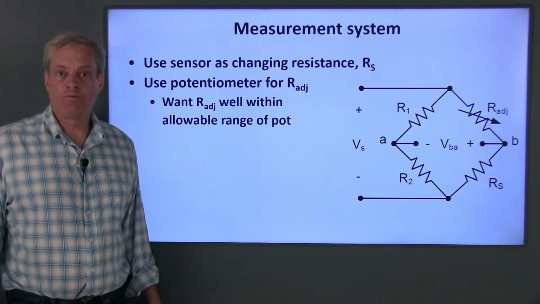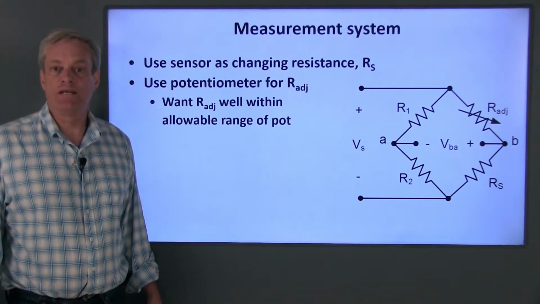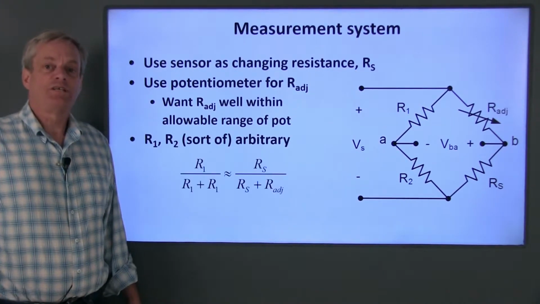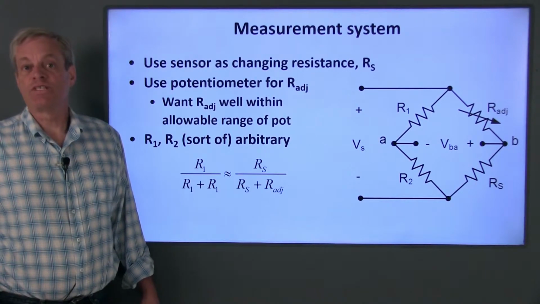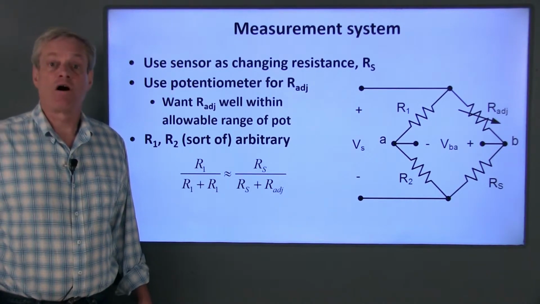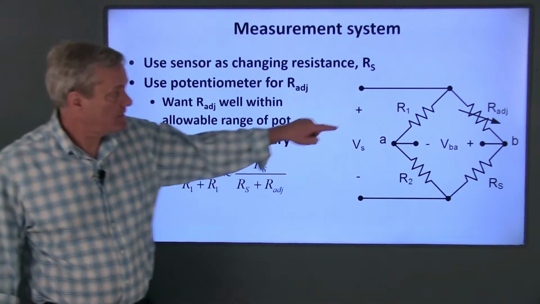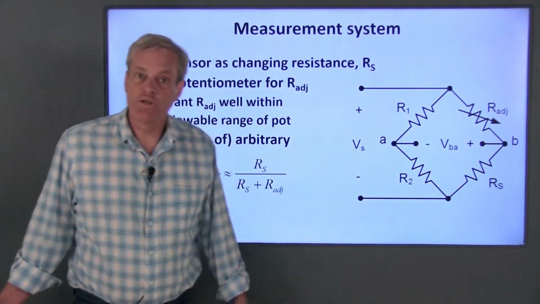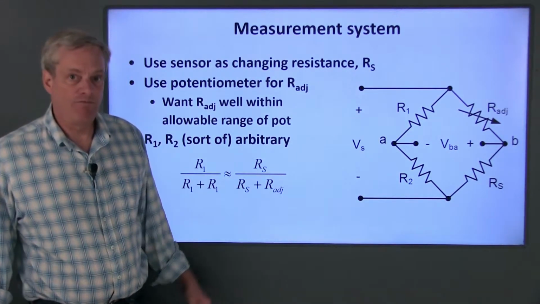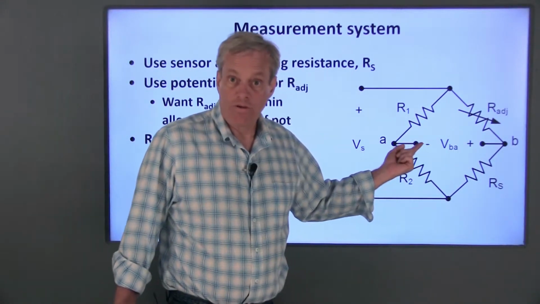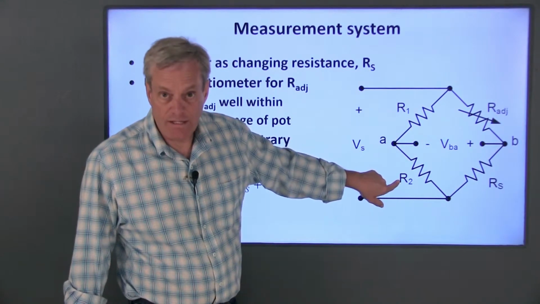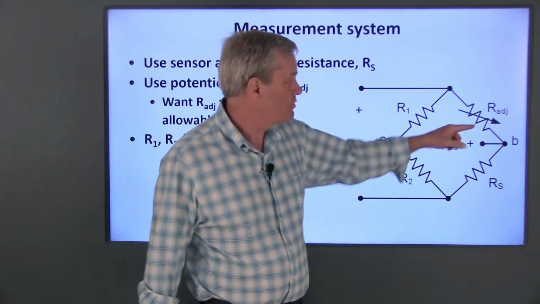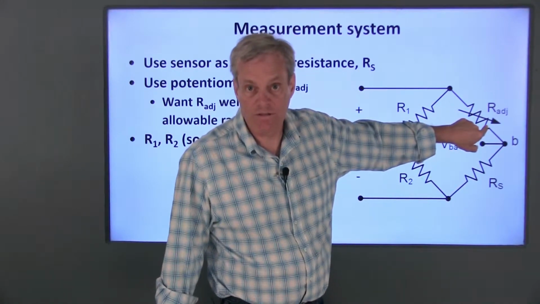What I do want to avoid with the pot is working at the extreme ends of the range of possible potentiometer resistances. The resistors R1 and R2 can be chosen somewhat arbitrarily in this circuit, but there are restrictions. This circuit still consists of two voltage dividers in parallel. I'll leave the math for you to do, but the general result is that if V sub BA is 0, the ratio of R2 to R1 plus R2 has to be the same as the ratio of the sensor resistance to the sum of the two resistances in the right leg of this bridge circuit.